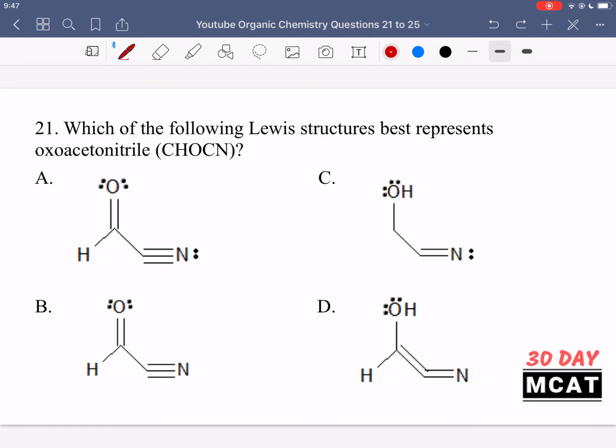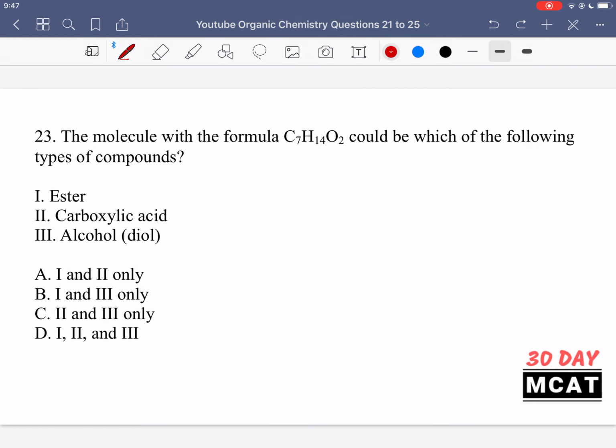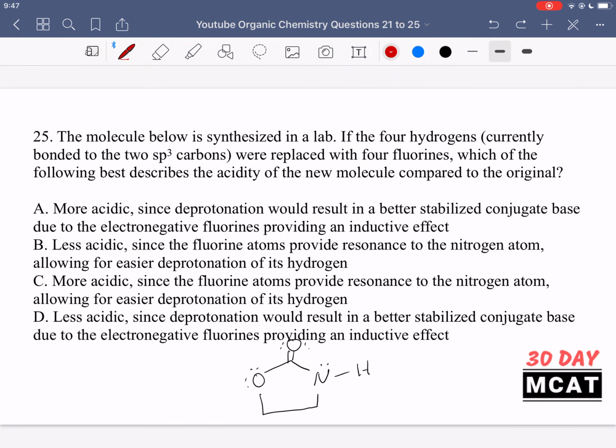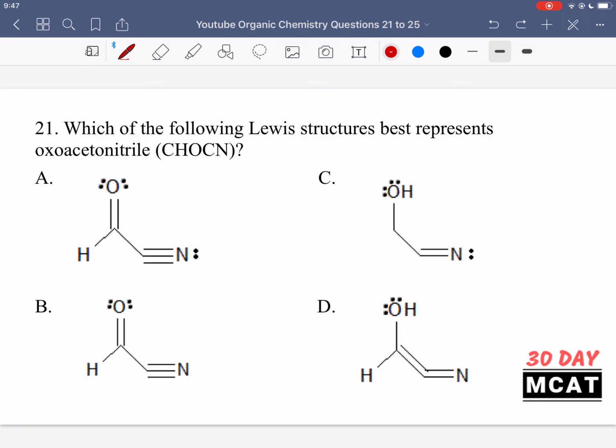Here's question 21, 22, 23, 24, and 25. So just keep in mind the molecule that we're talking about in 25, it's the one that's drawn at the bottom. Okay, now we're going to go through the questions together.